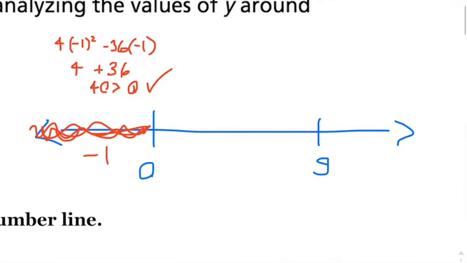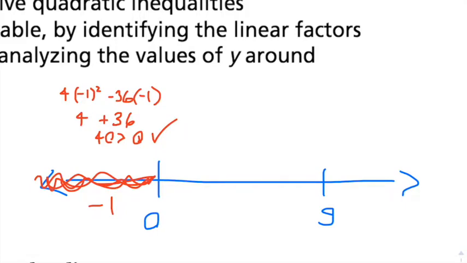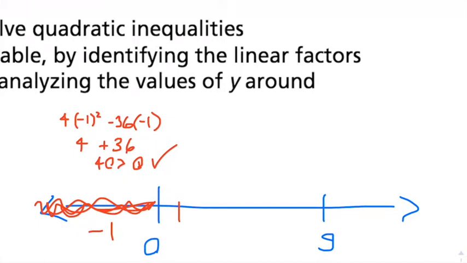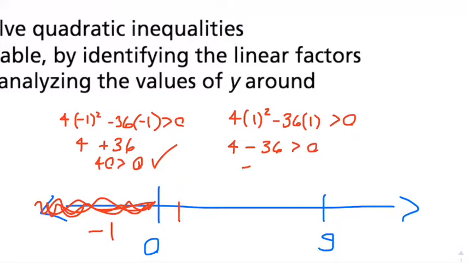Okay. All right, next we need a number to test between 0 and 9. I try to keep the numbers small, so I'm going to test out 1. We're going to see if 1 works out right here. That's positive 1, by the way. So we'll go 4 times 1 squared, and then minus 36 times 1. Okay, and then when we do that, we'll get 4 minus 36. And then remember, we're trying to see, is that greater than 0? Obviously, 4 minus 36 is negative 32. That's definitely not greater than 0. So we do not shade this middle region.